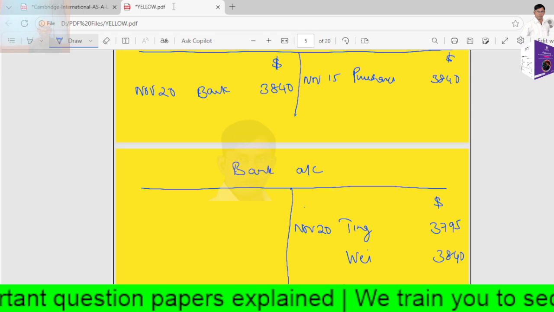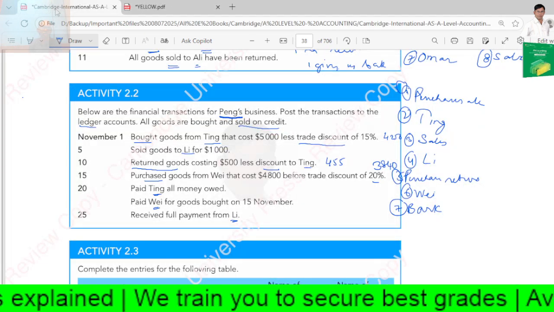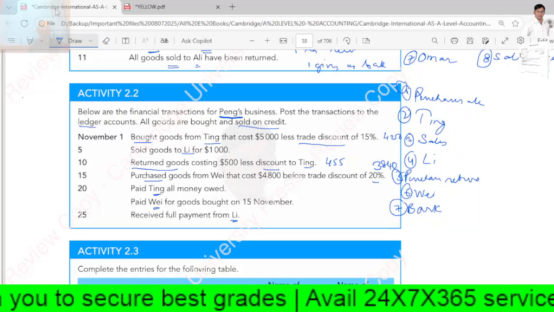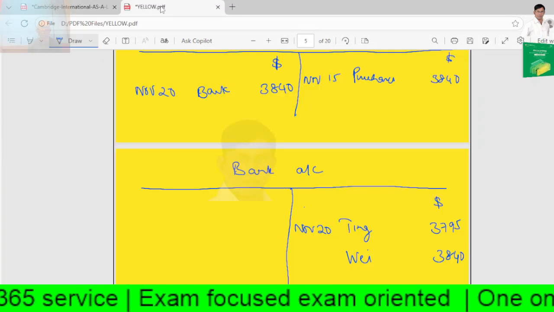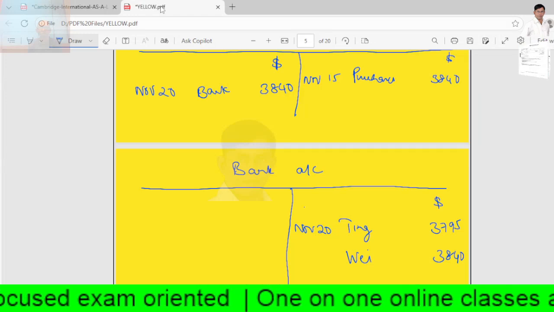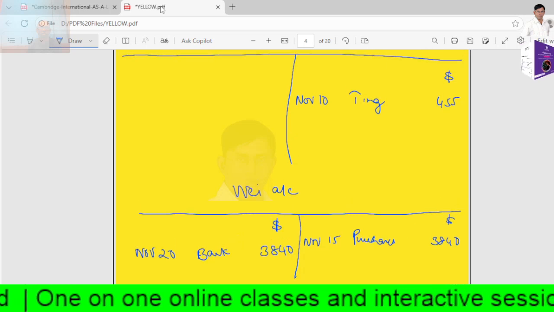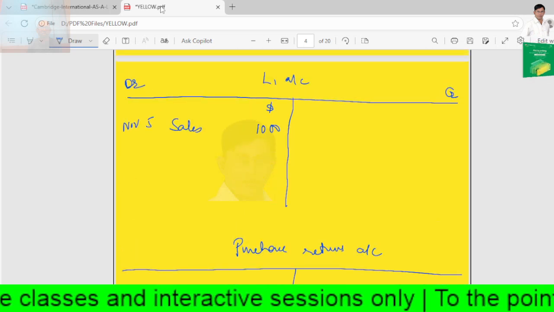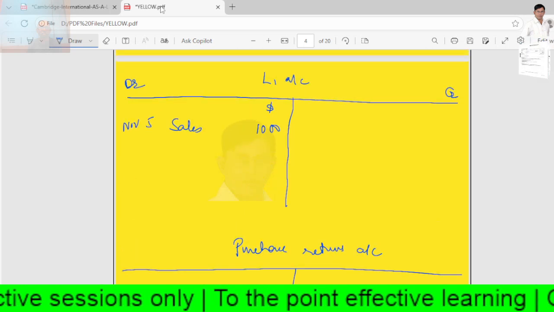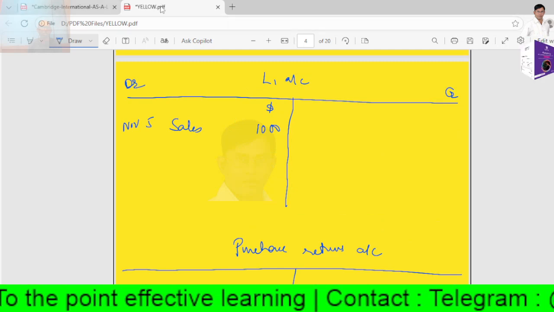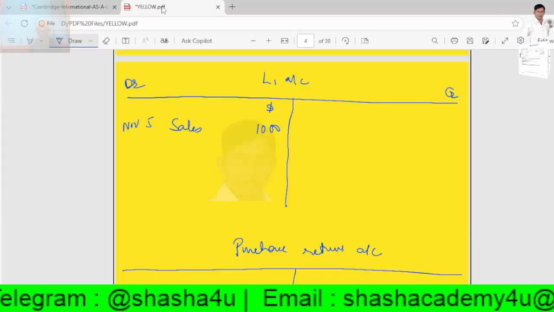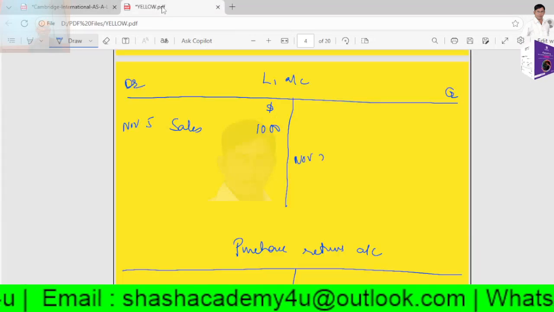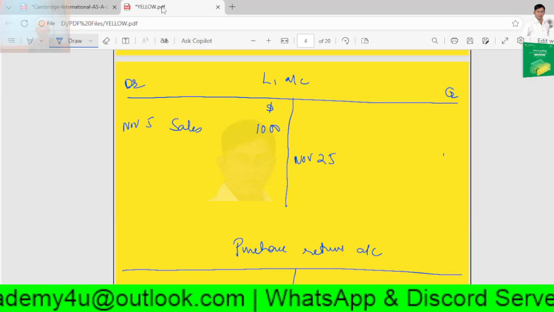So next, what is there? Received full payment from Lee. Let us see how much we have to receive from Lee. We have to receive 1000 from Lee. We have received on November 25th, 1000.